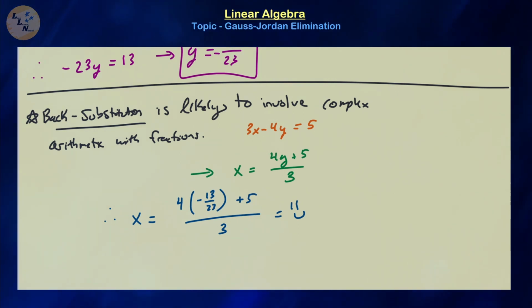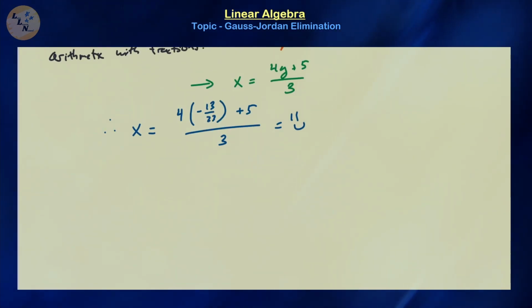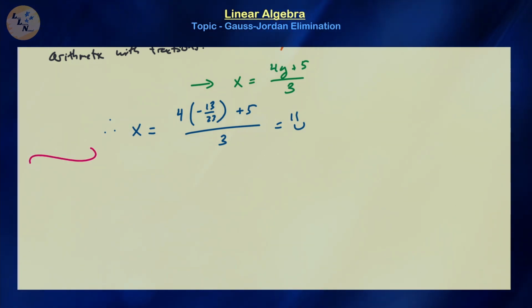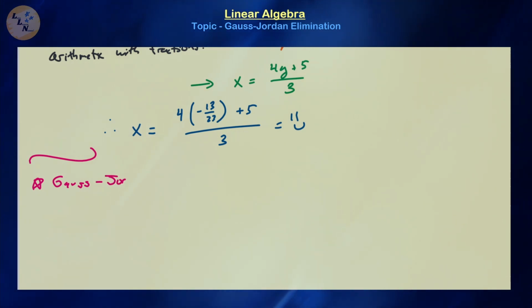So one may ask, is there a nicer way to solve systems of equations, even for the 2 by 2 or even higher? And the answer is yes. The more sophisticated version of elimination is known as Gauss-Jordan Elimination.